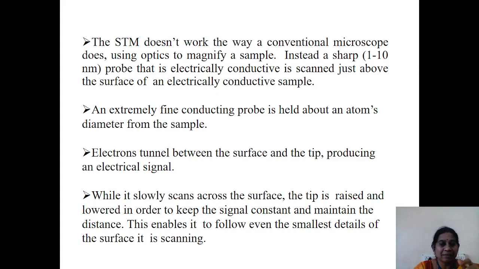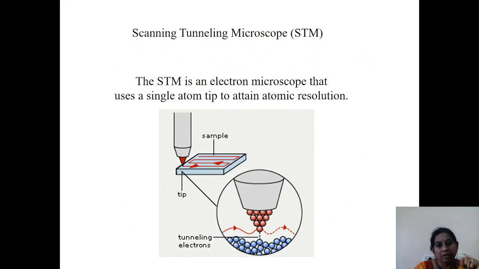The electrons tunnel between the surface and the tip, producing an electrical signal. While it slowly scans across the surface, the tip is raised and lowered in order to keep the signal constant and maintain the distance. This enables it to follow even the smallest details of the surface it scans. An STM is an electron microscope that uses a single atom tip to attain atomic resolution.